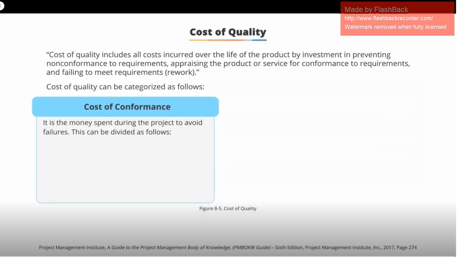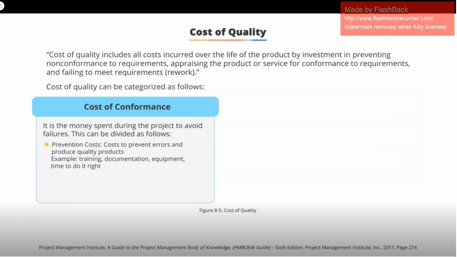First is the cost of conformance, or the money spent during the project to avoid failures. This can be further subdivided into prevention costs, which is the cost to prevent errors, like training the team, creating documents, equipment, taking the time to do things right. And the other subdivision is appraisal costs, or the cost for assessing quality, like testing, destructive testing loss, and inspections.